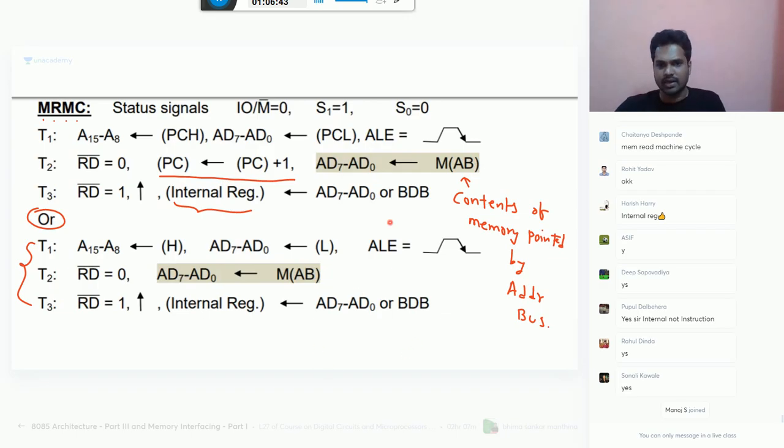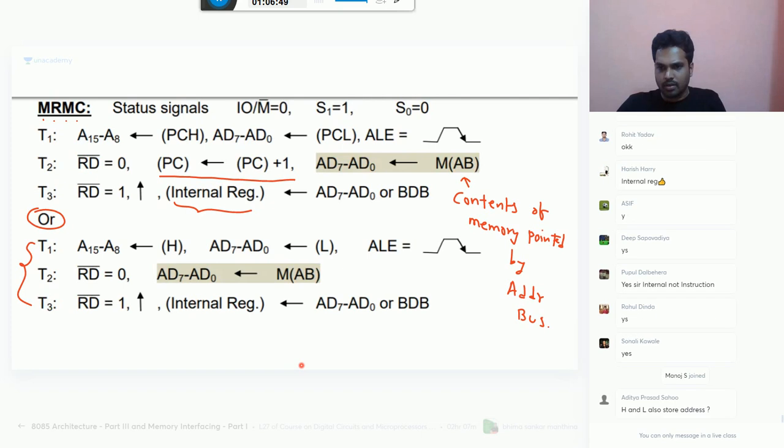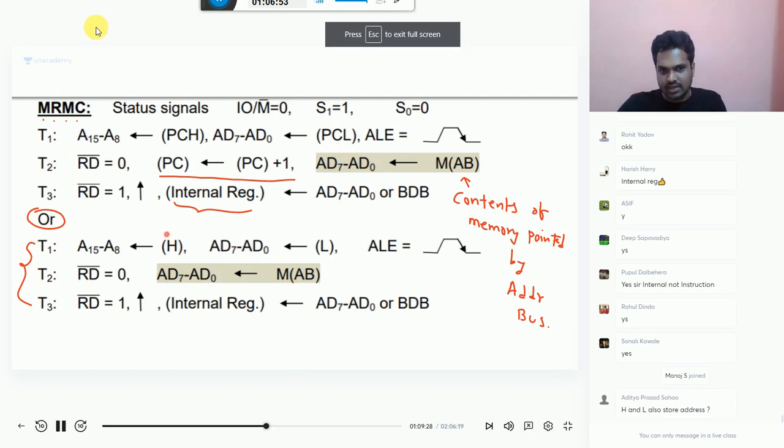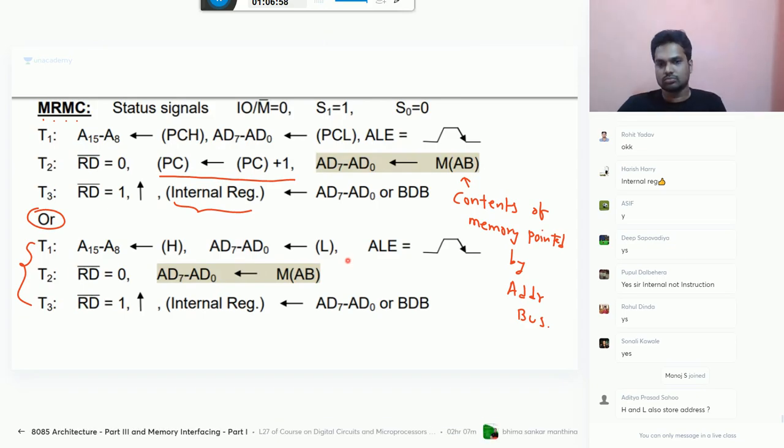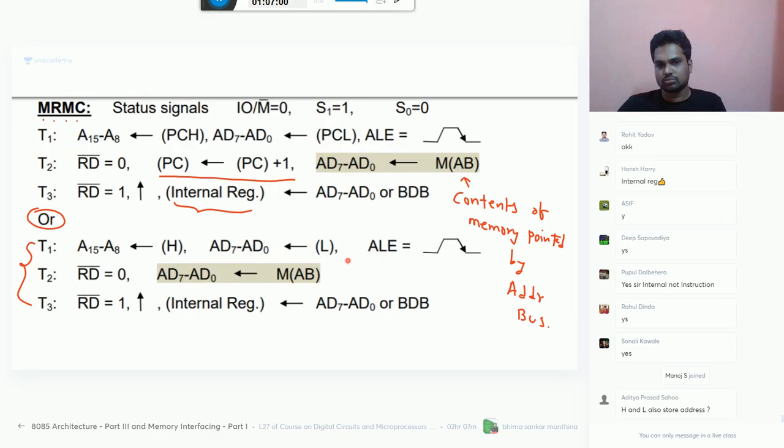Anything else? BDB means bidirectional data bus. Both are the same only. HL is having the address. That is the meaning, that's why the bracket is there. You observe. Okay, let's go to the next new slide.